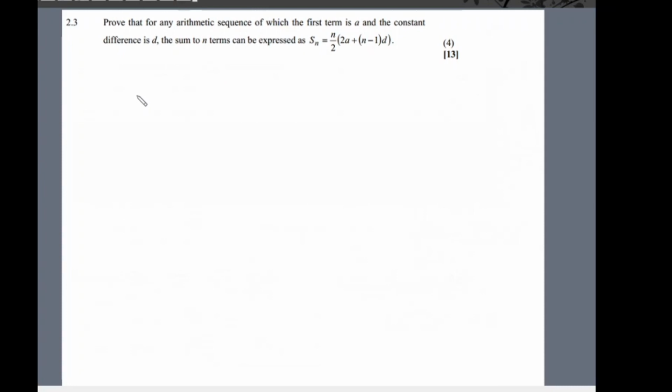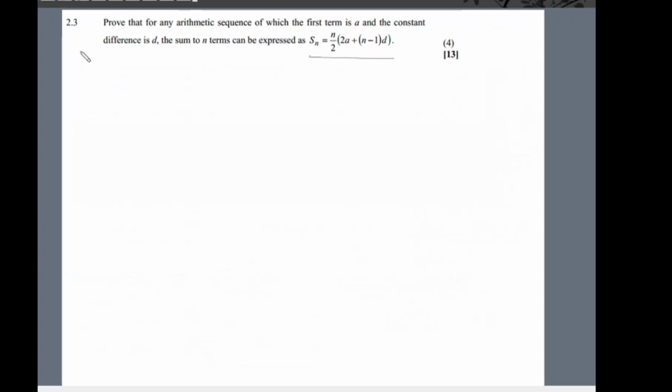Okay, so 2.3 is a proof. Prove that for any arithmetic sequence of which the first term is a, and the constant difference is d, the sum of n terms can be expressed by that formula there. So they want us to prove that for an arithmetic sequence, when we are adding all the terms, we will get to this formula, right?